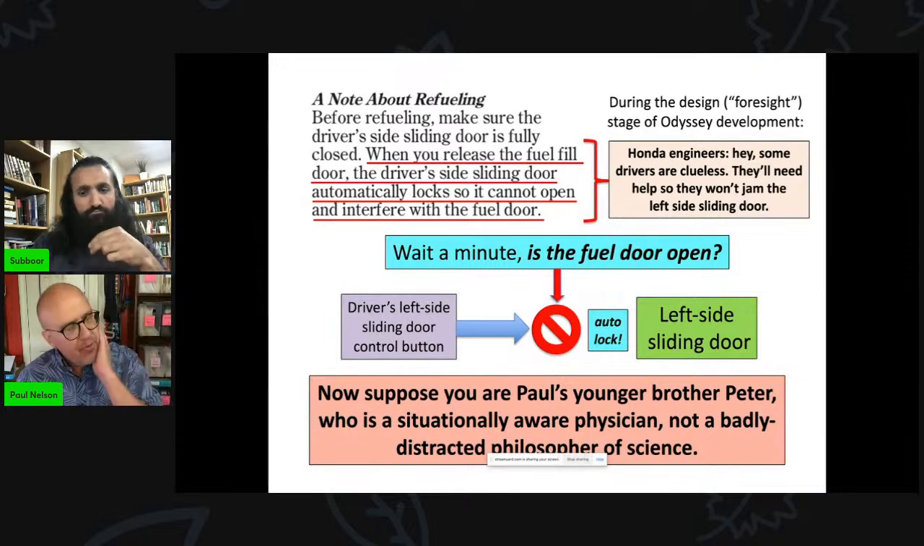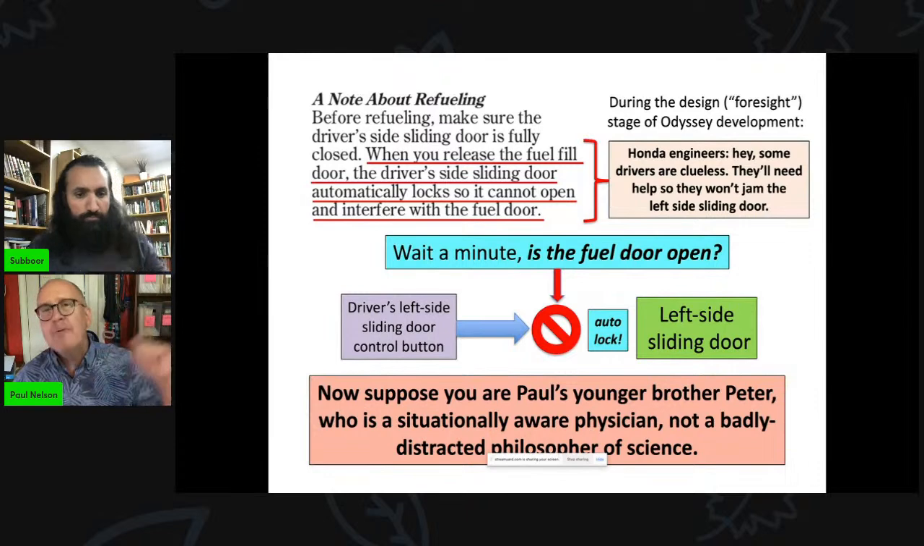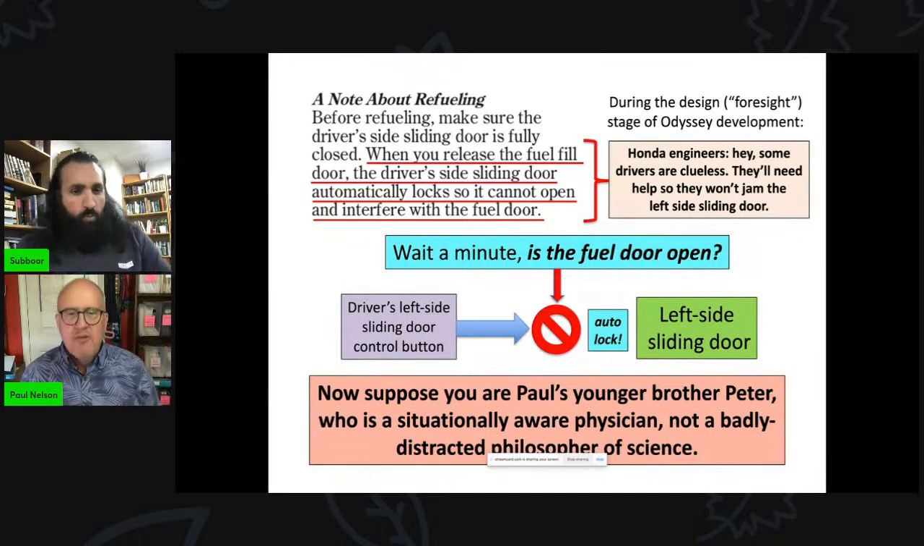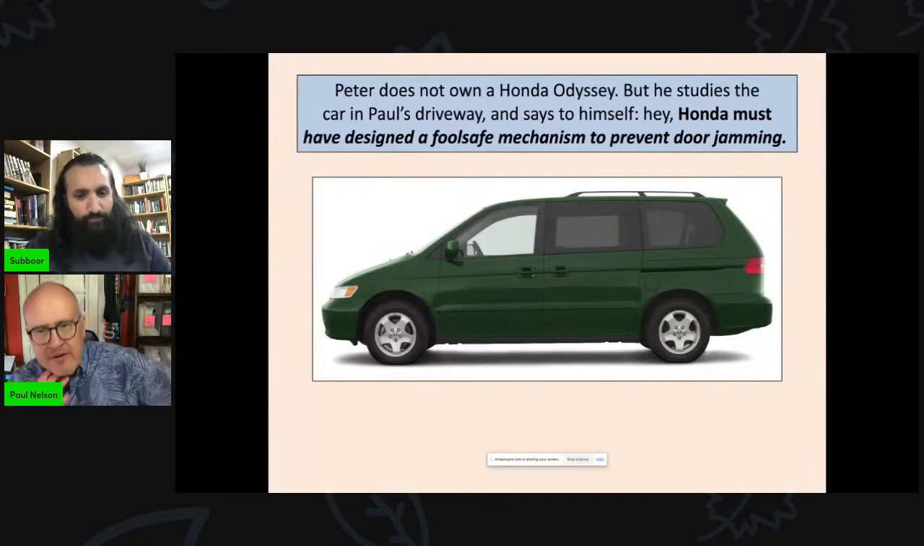So I have a younger brother, Peter, who's a doctor, very, very bright, very competent. I do not consider myself a competent person. In many respects, I'm not at all a competent person. But Peter is sort of competent across the board. So he's looking at my car. He doesn't own an Odyssey, by the way.